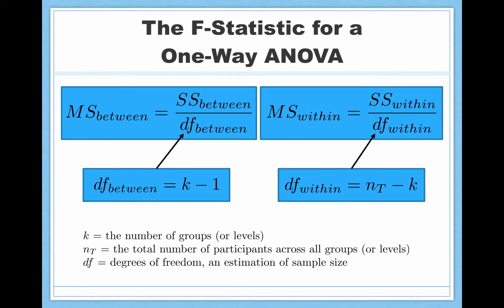Degrees of freedom within is just as easy. N_T here stands for N total, your total sample size among all groups in your entire study, minus k, the number of groups. So if we had, say, 30 people in our study and there were 3 groups, your degrees of freedom within would be 30 minus 3, or 27. So that's the easy part of the problem.